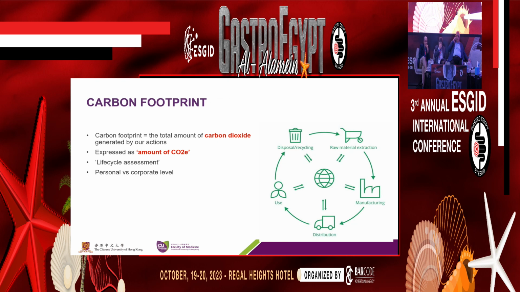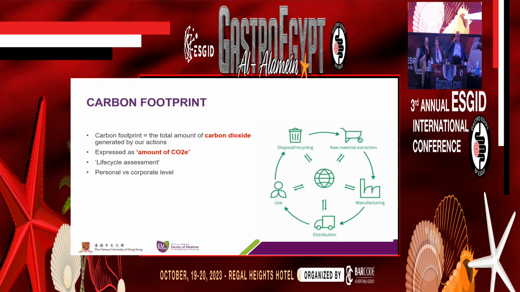Because carbon dioxide is so important, it is chosen as a common language to quantify the environmental impact of human activities. The technical term is called the carbon footprint, which is expressed as the amount of CO2 equivalent produced. The method we use to calculate carbon footprint is called the life cycle assessment, which is a cradle-to-grave analysis summing up the amount of CO2 produced at each successive step from raw material extraction to disposal.